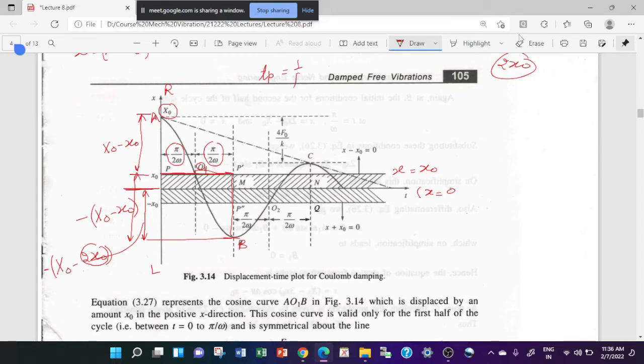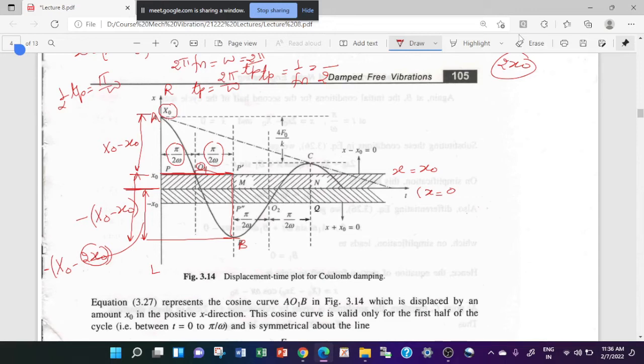1 upon Fn is equal to... 2 pi Fn is equal to omega, which is equal to 2 pi upon Tp, or Tp becomes 2 pi upon omega, or your half cycle time period will become pi upon omega. It is basically pi upon omega here.